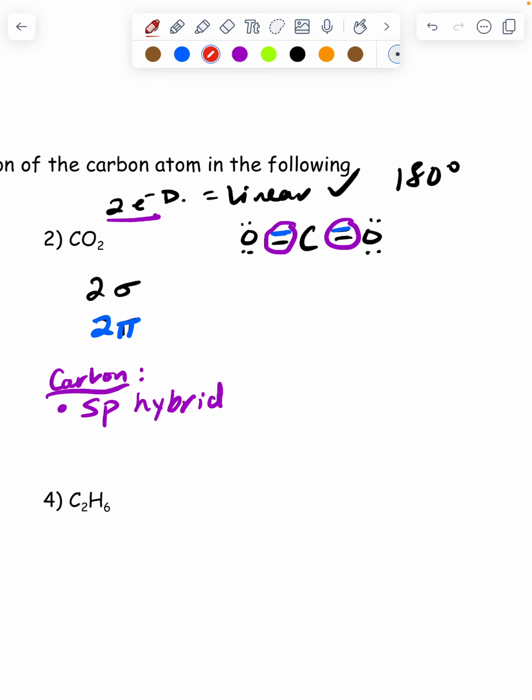If we want to, we could do it quickly. The oxygens have 1, 2, 3 domains, and so the oxygens are actually sp2 hybridized, both of them, since they both have 3 electron domains. So the carbon is sp hybridized and the oxygens are sp2 hybridized.